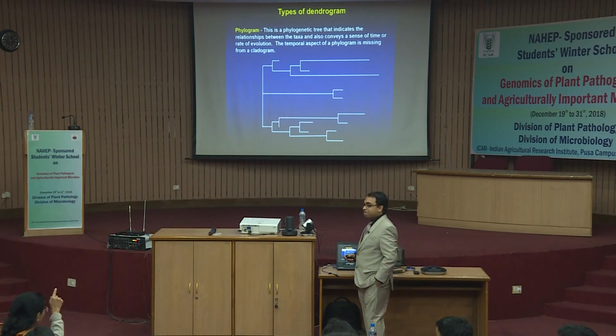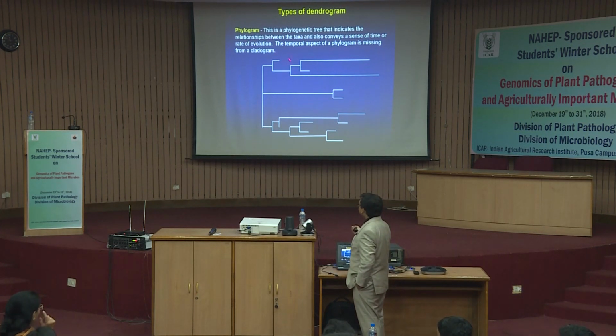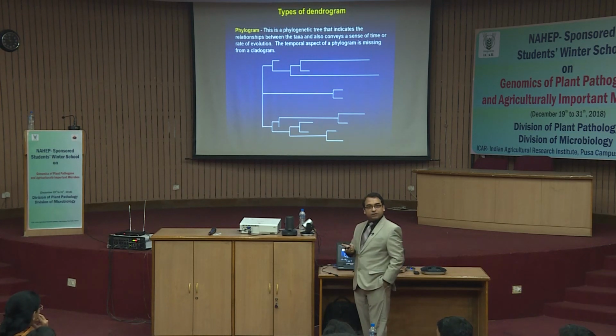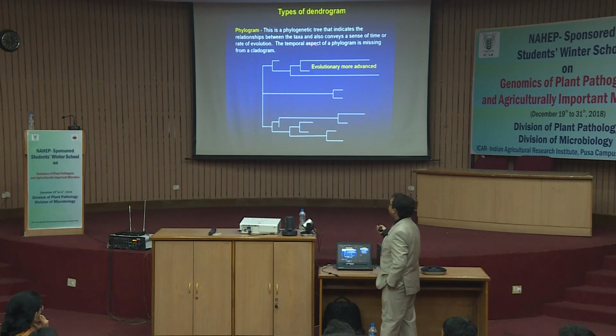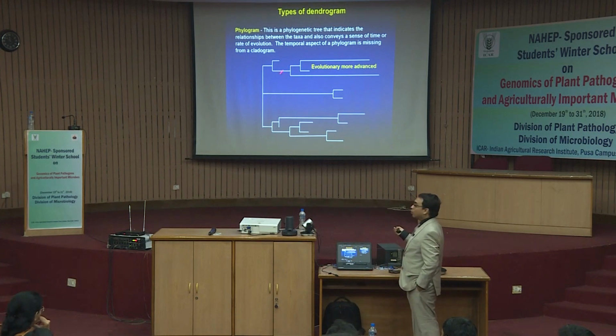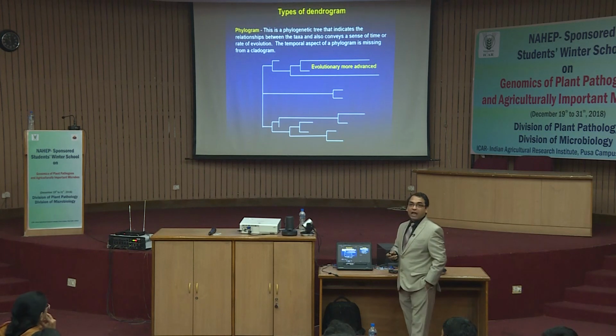Also that line is not complete. Line is not complete. So, like that, this kind of thing you will see. That means if you see this kind of grouping which is going further than a common line, if you draw a common line here, it is going ahead. So, these are the evolutionary more advanced branch.